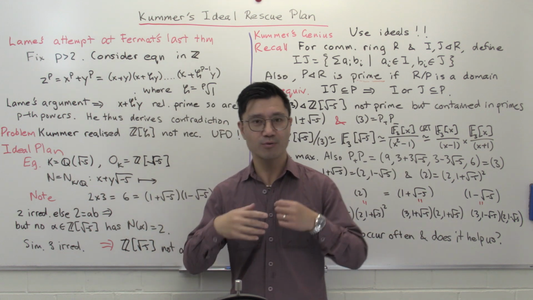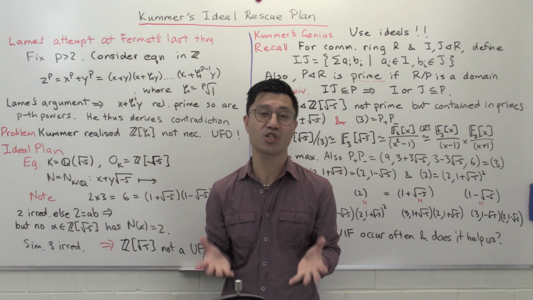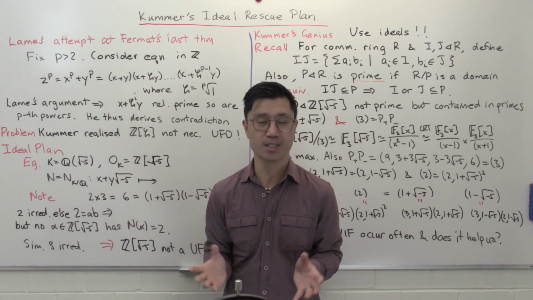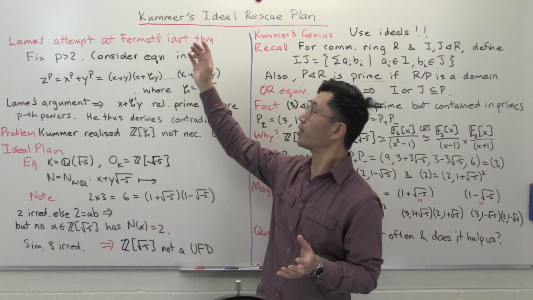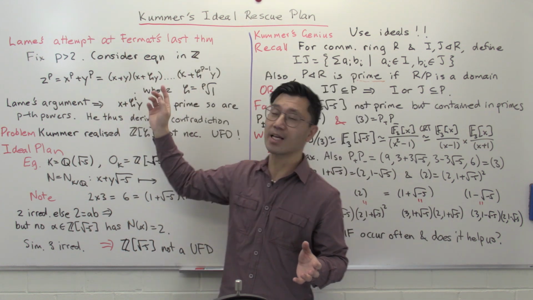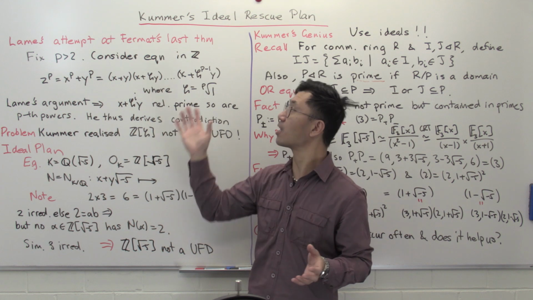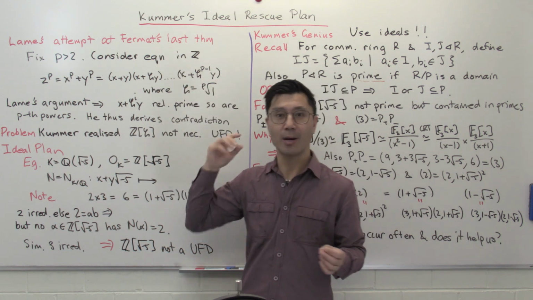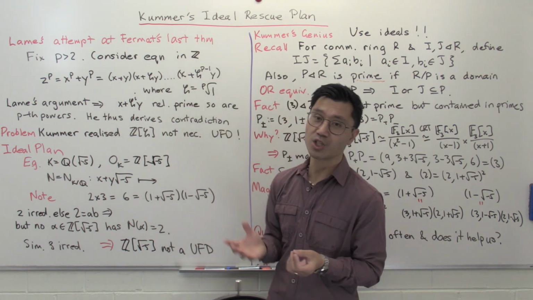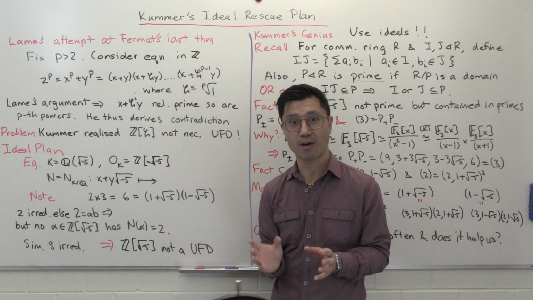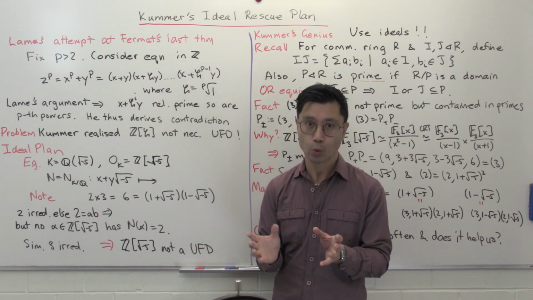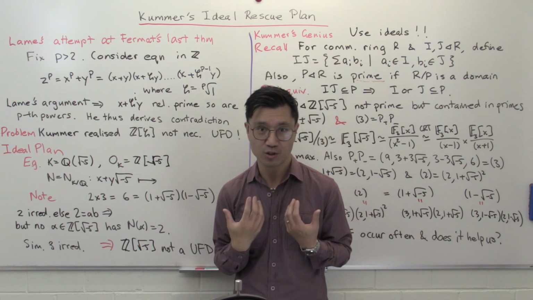Gauss studied sums of squares by looking at factorization theory in his ring of Gaussian integers. And Lamé thought that he could similarly study sums of pth powers, and hence study Fermat's last theorem, by using a similar trick. Unfortunately, there was a fatal flaw discovered by Kummer, and that's to do with the fact that you don't always have unique factorization.